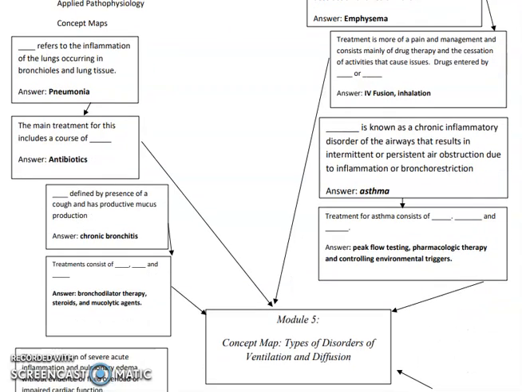I also touched on chronic bronchitis, which is defined by the presence of a cough and productive mucus production, which essentially just means that there is continual and often increased, overactive production of mucus. And really the only way you can treat that is through bronchodilator therapy, steroids, and mucolytic agents.